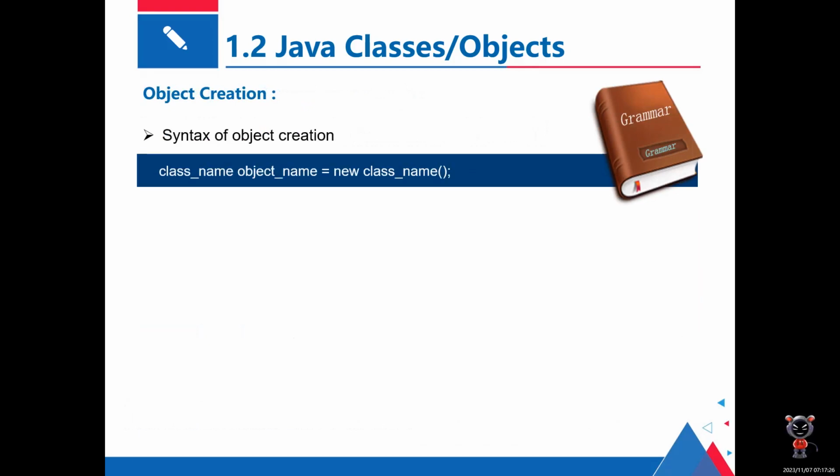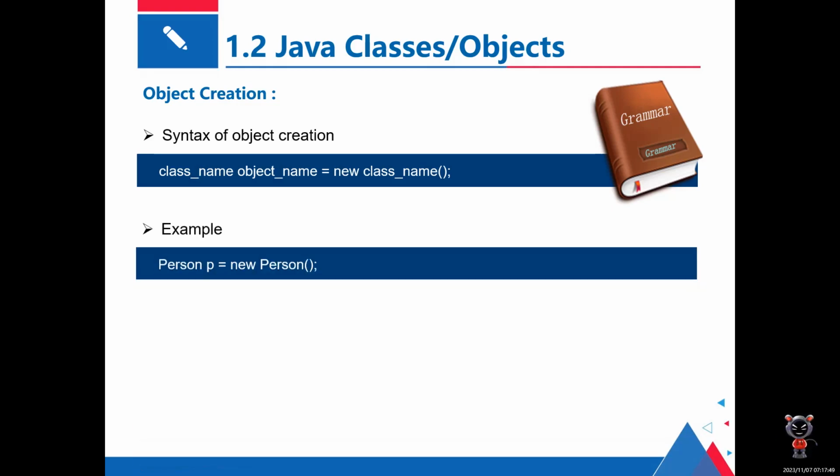After declaring member variables and member methods of the class, we are able to create an object of the class. To create an object, first we need to define the class name and the object name. And to initialize the object, we use the new keyword with the class name. So in the example, we have a Person object p, and to initialize, we use new Person with the equal sign.